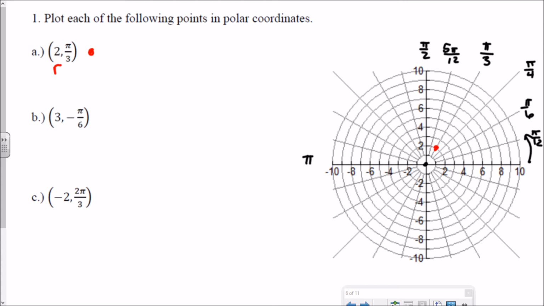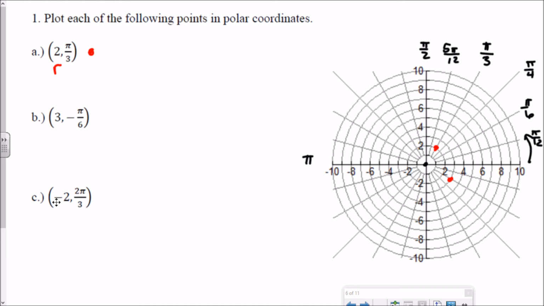All right, next piece. This says (3, negative pi over 6). So that means I need to be on the third circle on my way out. And then negative pi over 6, let's see, this is negative pi over 12, this is negative pi over 6. Make sure I'm on the third circle. And there we go.